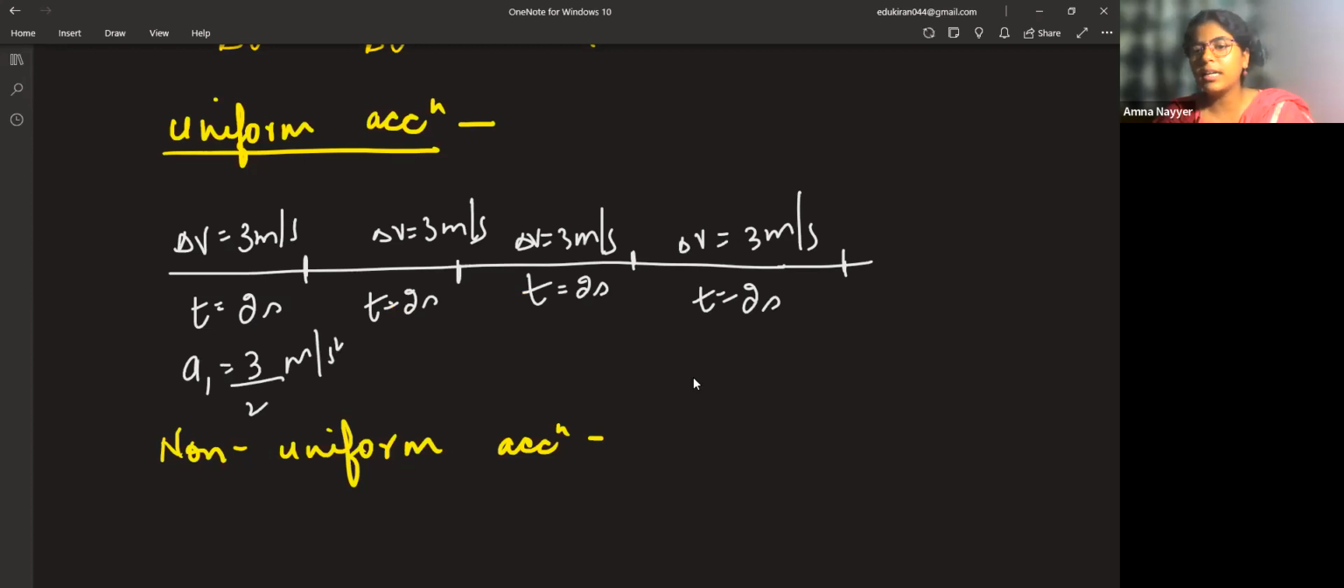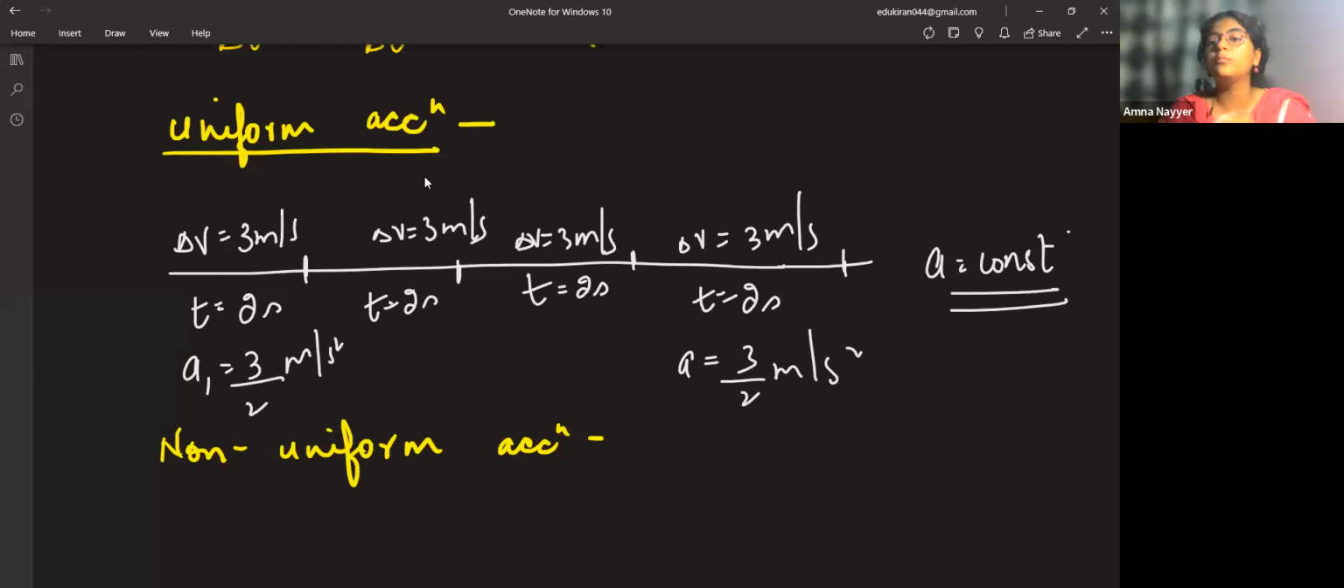Take this part, calculate acceleration. This becomes 3 by 2 meter per second square. It's uniform throughout. The value of acceleration is constant. This part is very important for you because you have uniformly accelerated motion equations also. This we'll do in the next class.